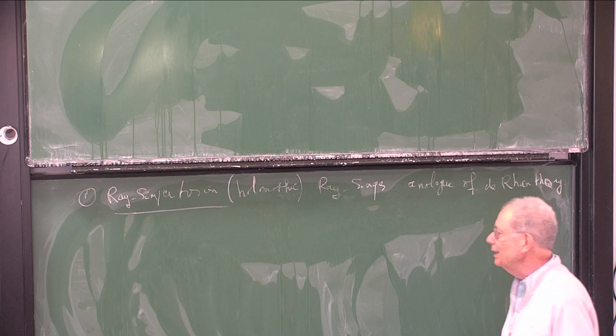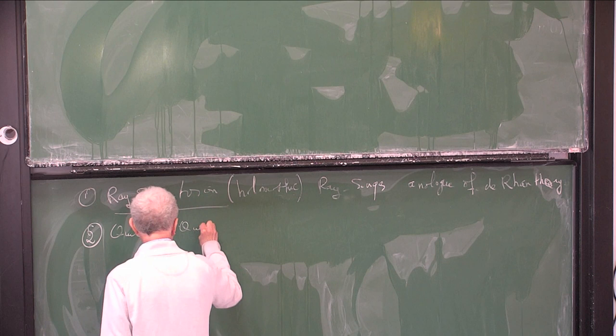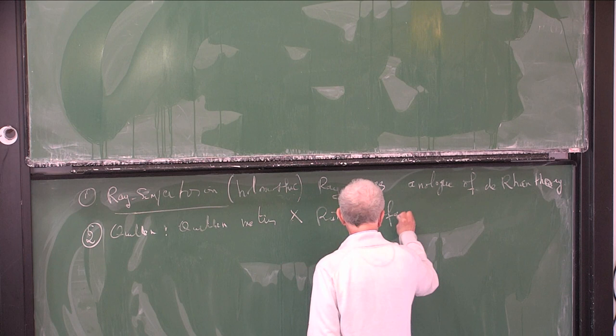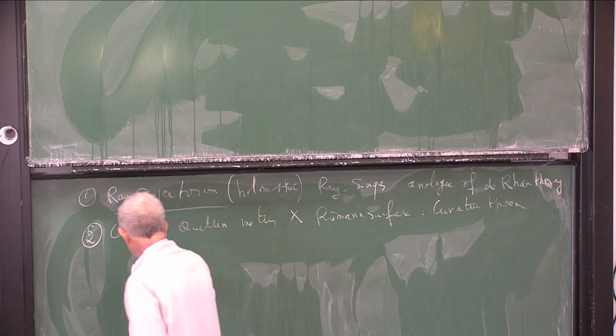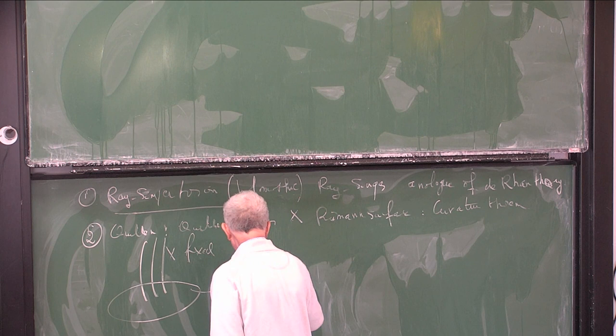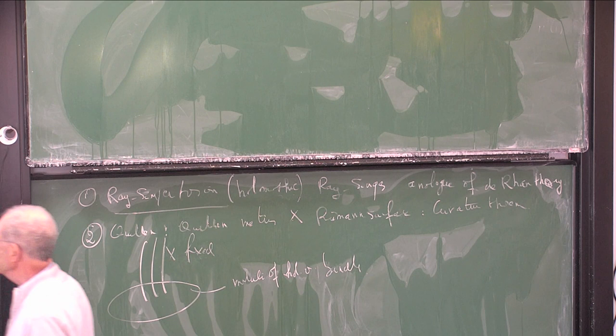The second thing is that Quillen introduced Quillen metrics, but in the context of Riemann surfaces, when X is a Riemann surface, and he proved the curvature theorem in the case where you have a fixed Riemann surface, so X is fixed, and the moduli here is simply a moduli of vector bundles, even probably of line bundles, so moduli of holomorphic vector bundles. So, of course, what this theorem does is extend this to arbitrary relative dimension.